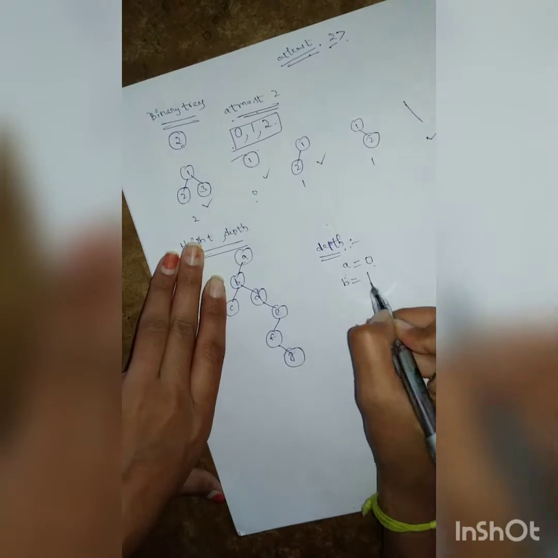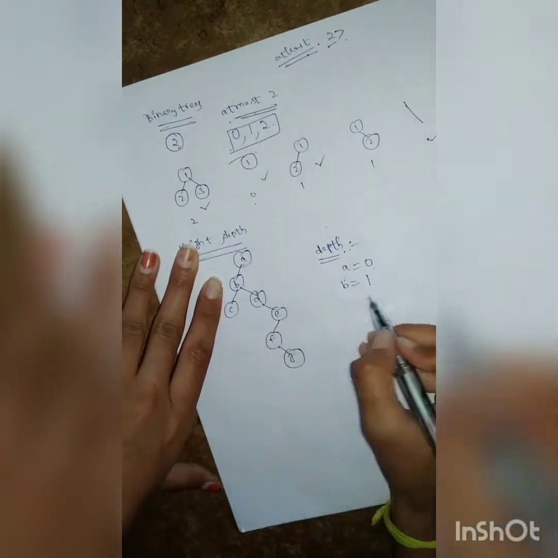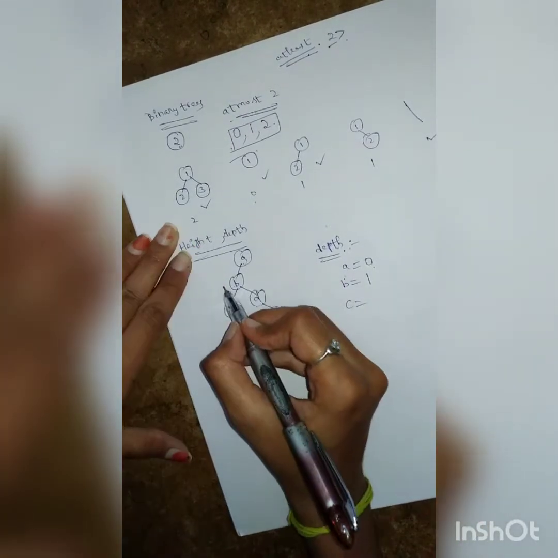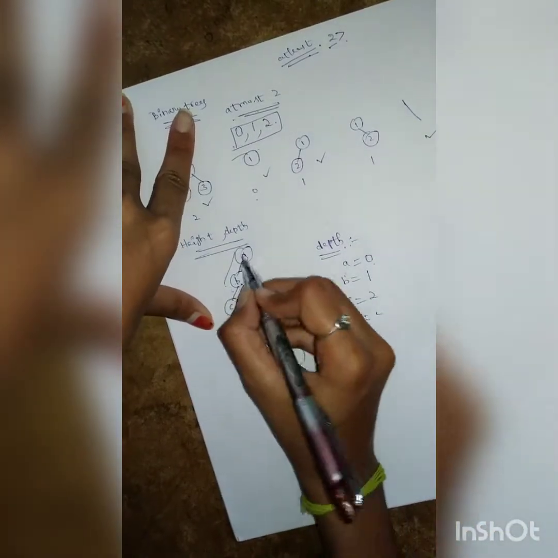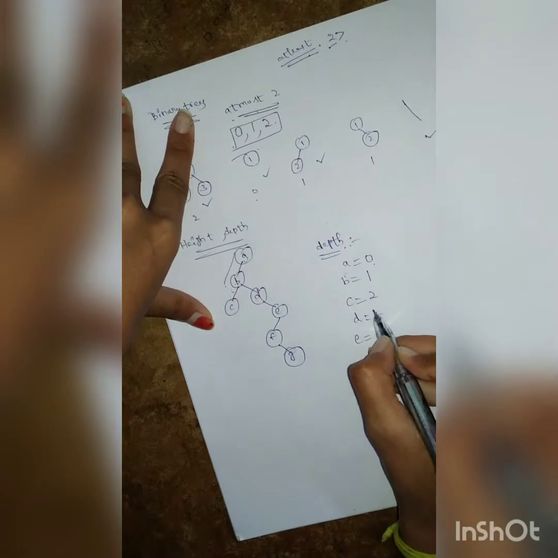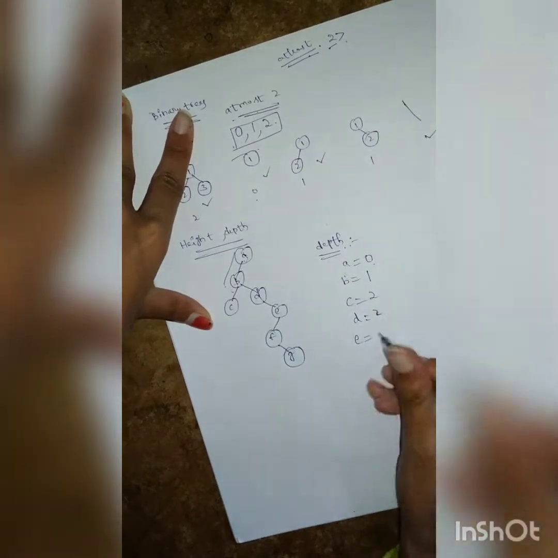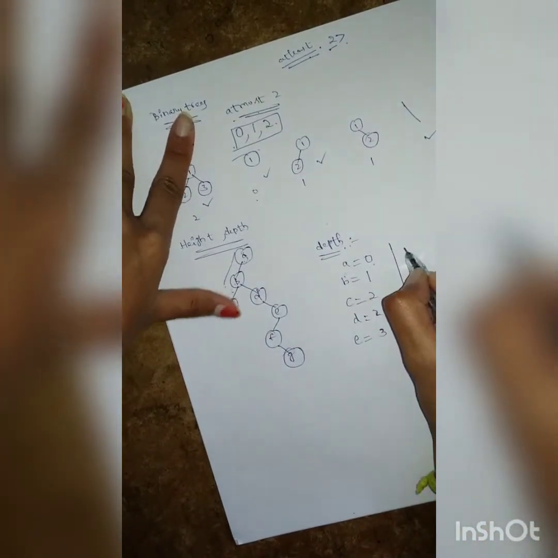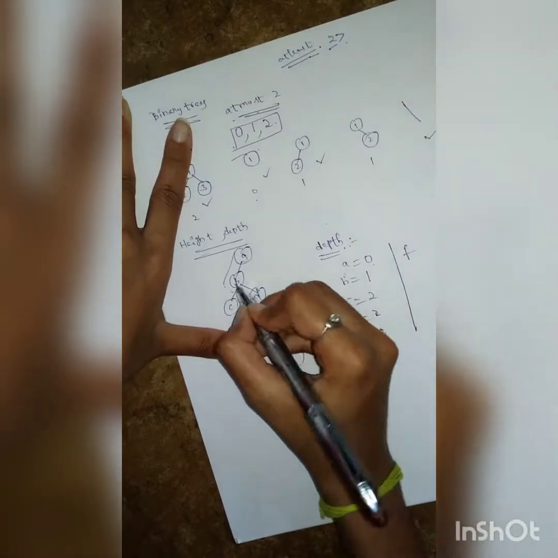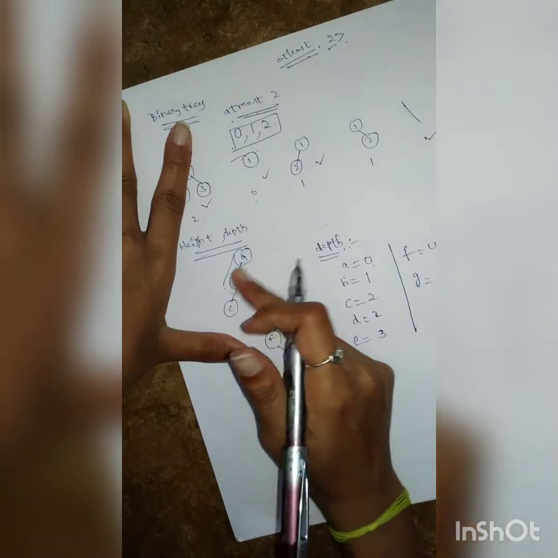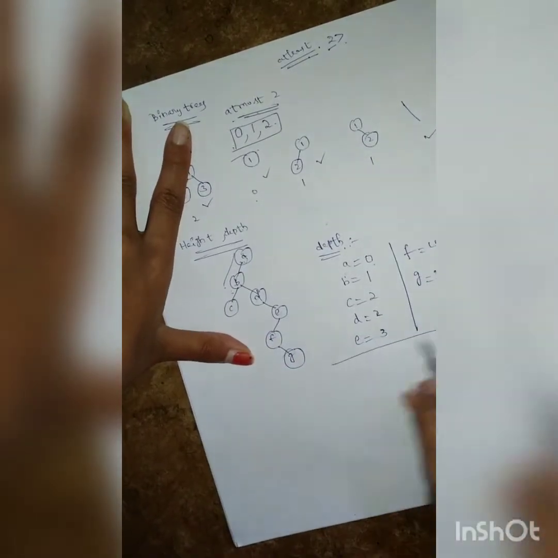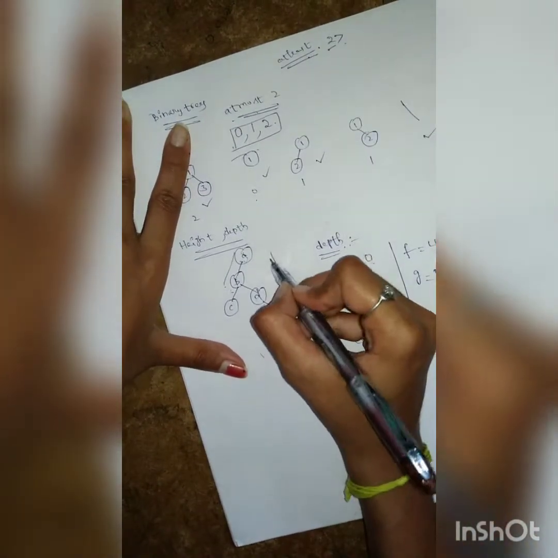Depth of B is 1, it has A. Depth of C is 2, it has B and A. Depth of D is also 2, it has B and A. Depth of E is 3. Depth of F is 4. Depth of G is 5. This way we calculate the depth, going backwards.